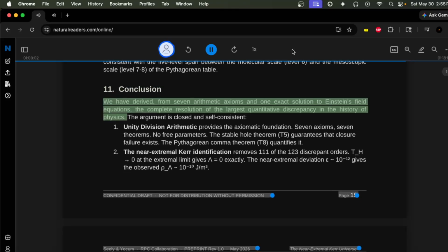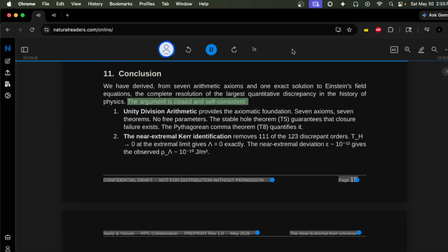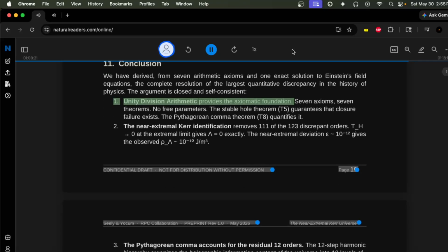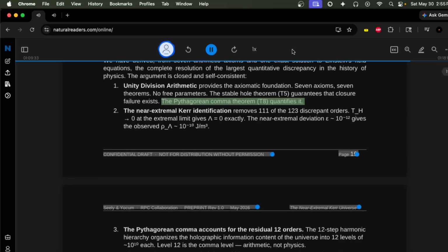11. Conclusion. We have derived, from 7 arithmetic axioms and 1 exact solution to Einstein's field equations, the complete resolution of the largest quantitative discrepancy in the history of physics. The argument is closed and self-consistent. 1. Unity division arithmetic provides the axiomatic foundation. 7 axioms, 7 theorems. No free parameters. The stable hole theorem guarantees that closure failure exists. The Pythagorean comma theorem quantifies it.